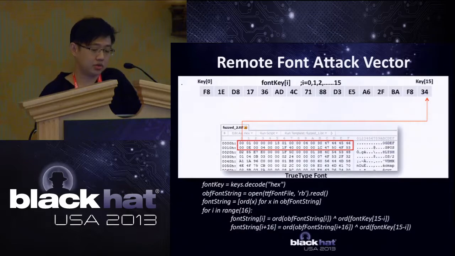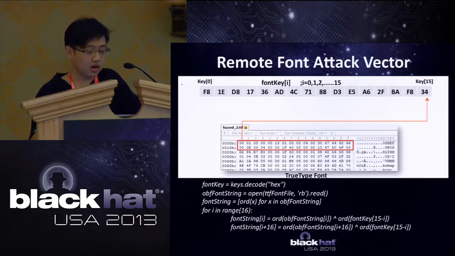This slide shows the program that performs the XOR operation of the GUID key with the first 32 bytes of the TTF binary file. As shown in the slide, the first 16 bytes of the TTF binary file will perform the XOR operation with the GUID key from key 15 to key 0, byte by byte. To explain in more detail, the first byte of the TTF font, equal to the value 00, will perform the XOR operation with key 15, which is equal to 34.